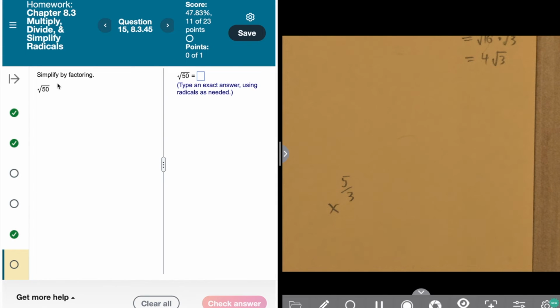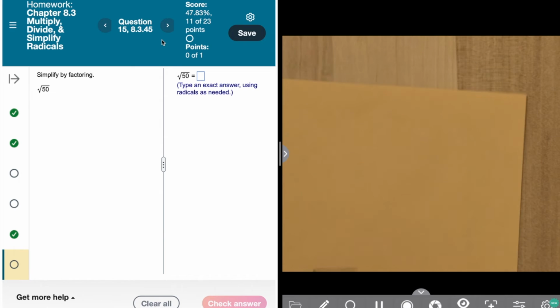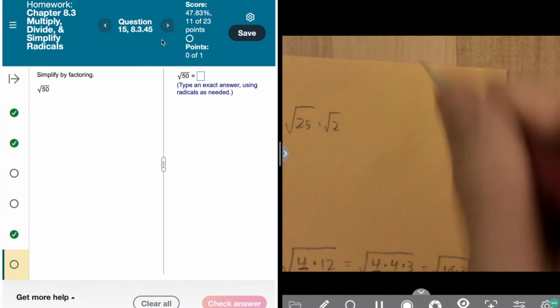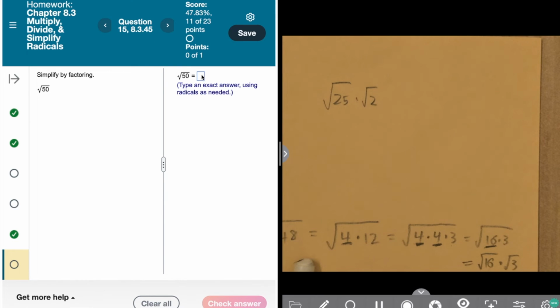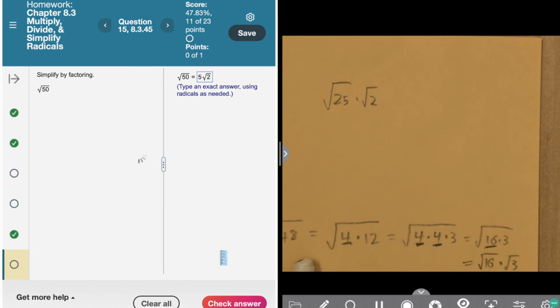Okay, so simplify by factoring. We're just doing the algebra here. Once again, 50 has a perfect square in it. It has 25 in it. So we can break 50 up into 25 times 2 and split them into individual roots because 5 does square root nicely and 2 does not.